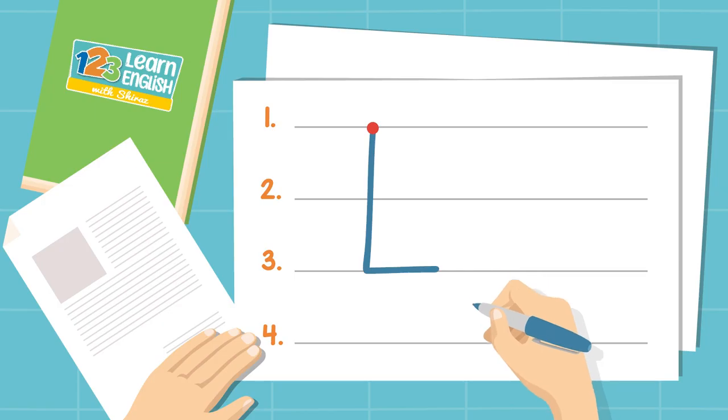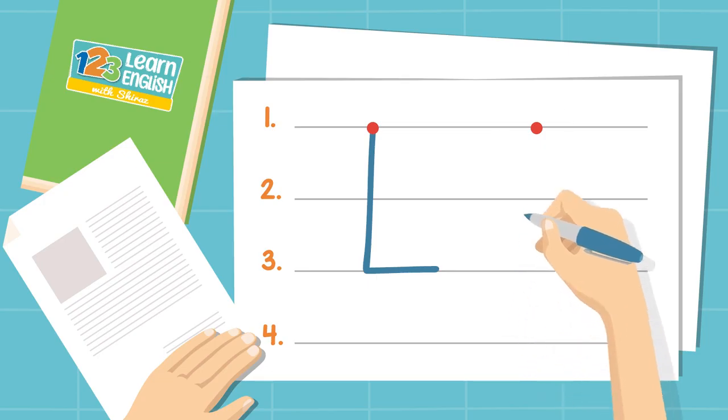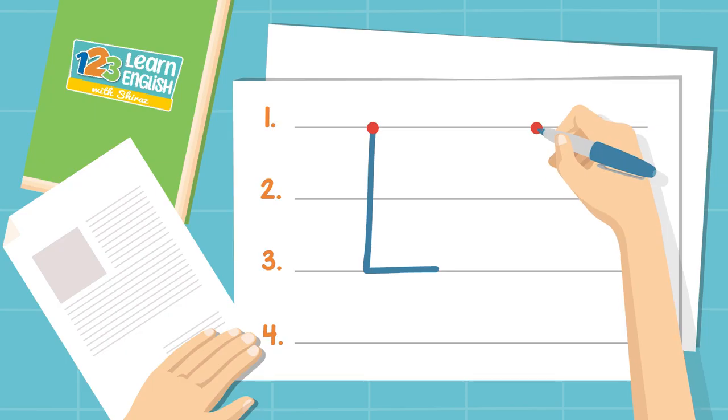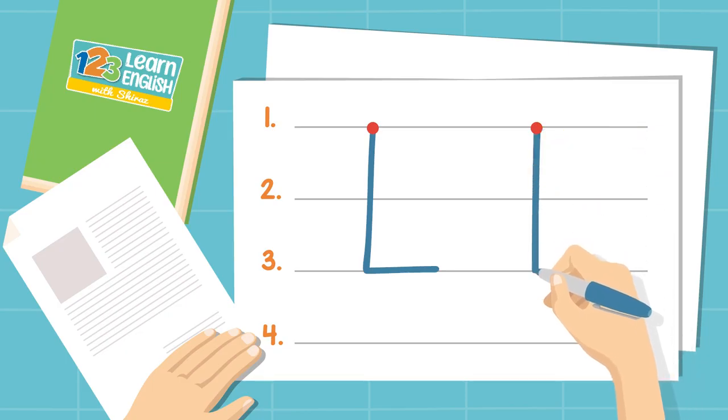Now, let's go ahead and do the starting point of small l. The starting point of small l is as well in the first line. Just like that, kids. Now, from this starting point, we're going to go down, down, down to the 3rd line. Here we go.